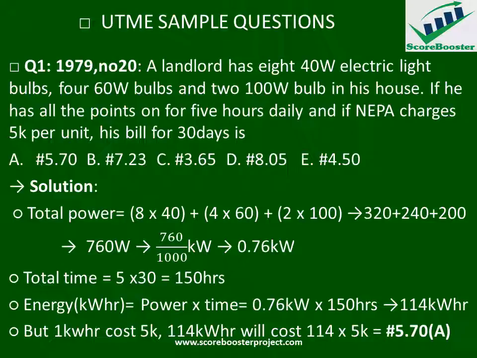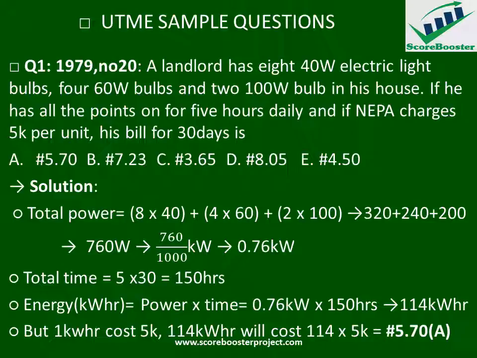So we have option A to be 5 naira 70 kobo, option B is 7 naira 23 kobo, option C is 3 naira 65 kobo, option D is 8 naira 5 kobo, while option E is 4 naira 50 kobo. Now on to solution. So the first step here is to get the total power and total time in hour.